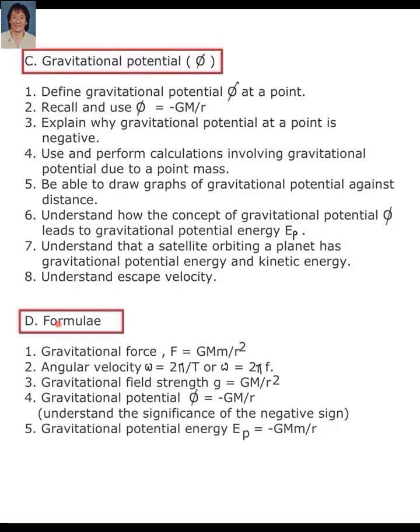D is the formulae for this chapter. Number 1, the gravitational force F equals to G m1 m2 over r squared. Number 2, angular velocity, which is omega equals to 2 pi over T, or omega equals to 2 pi f. Number 3, gravitational field strength g equals to GM over r squared. Number 4, gravitational potential is equals to minus GM over r. Understand the significance of the negative sign. And number 5, gravitational potential energy is equals to minus G m1 m2 over r.